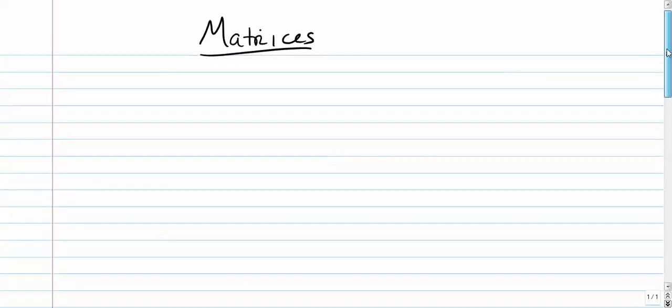Our quick video here is an introduction to matrices. So we'll talk about what a matrix is, how to define it by its size, and we'll also do a few operations on scalar multiplication. So first thing, a matrix is basically just a representation of data.